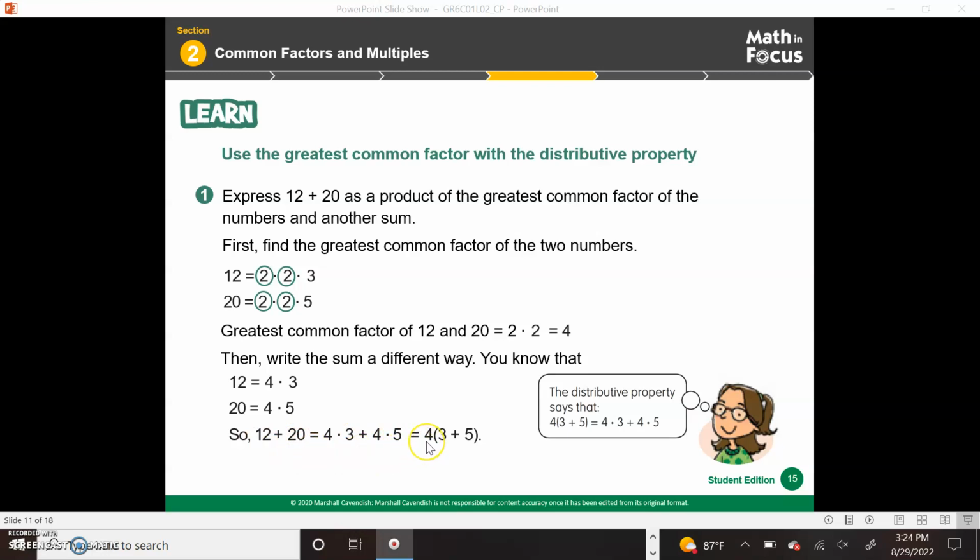Now, using the distributive property, what would that look like? I would multiply my 4 times 3, which would give me 12, and also my 4 times 5, which would give me 20. So that's how we would use the greatest common factor with the distributive property.